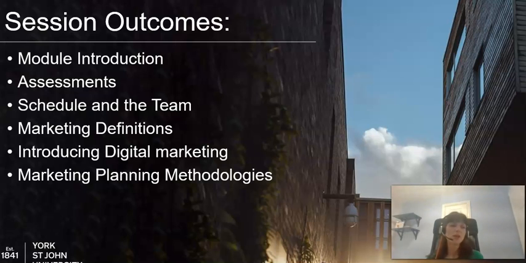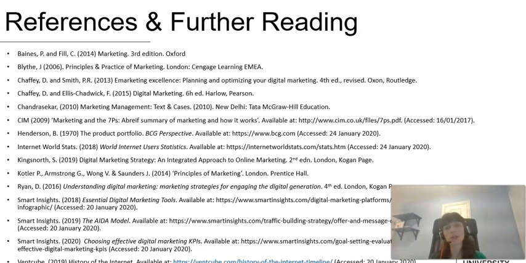So in this session, I introduced you to the module. I talked you through briefly the assessments, and they're all available for you to look at, and I'd actively encourage you to do that. I talked you through the schedule that we'll be following and the team delivering the programme. I then defined marketing in a couple of different ways and introduced this idea of digital marketing. I also introduced a couple of different marketing planning methodologies, so SOSTAC, MMBB09, and APIC. Here are the references, and all the slides are also available on Moodle for you to look at at your leisure.